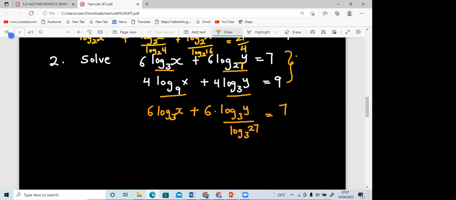I go to the second one, I do the same. I write the common log. So I have log 3 of x over log 3 of 9 plus 4 log 3 of y is equal to 9. Is everyone fine with that step?